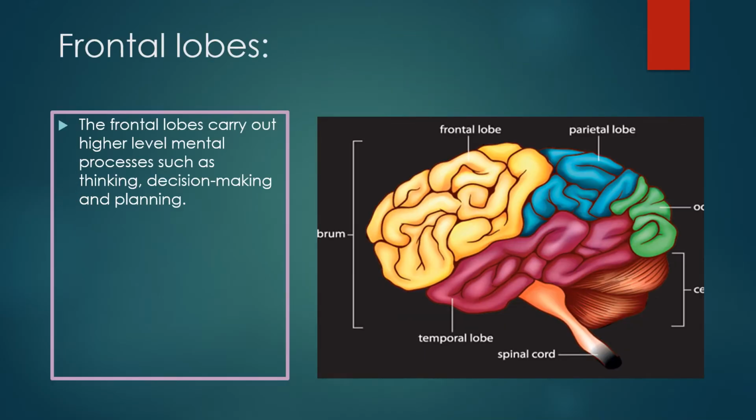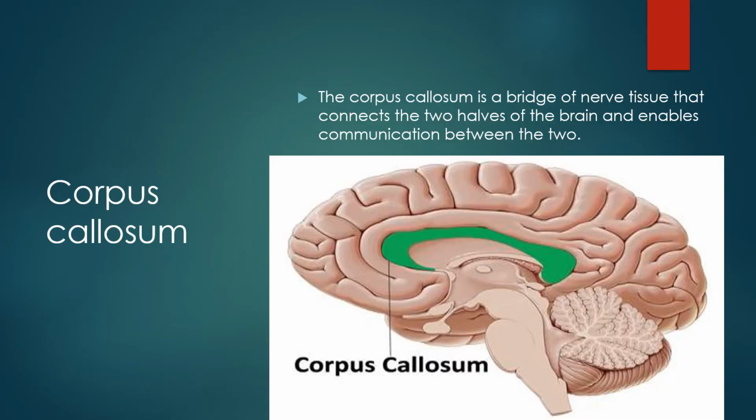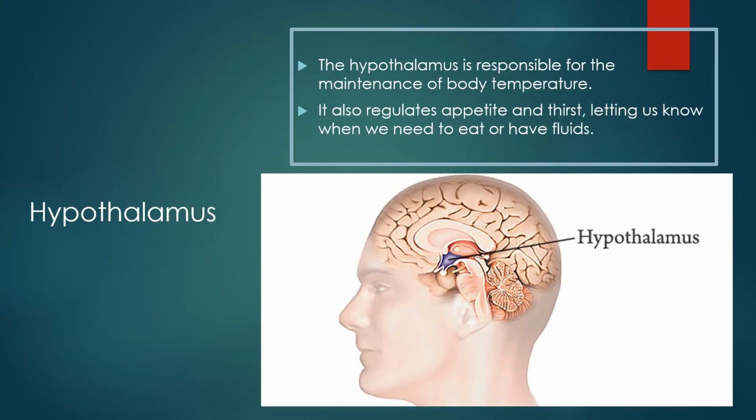Then you have your frontal lobes, which carry out high-level mental processes such as thinking, decision-making and planning. The corpus callosum is a bridge of nerve tissue that connects the two halves of the brain, right and left, and enables communication between the two. We then have our hypothalamus, which is responsible for maintenance of body temperature.